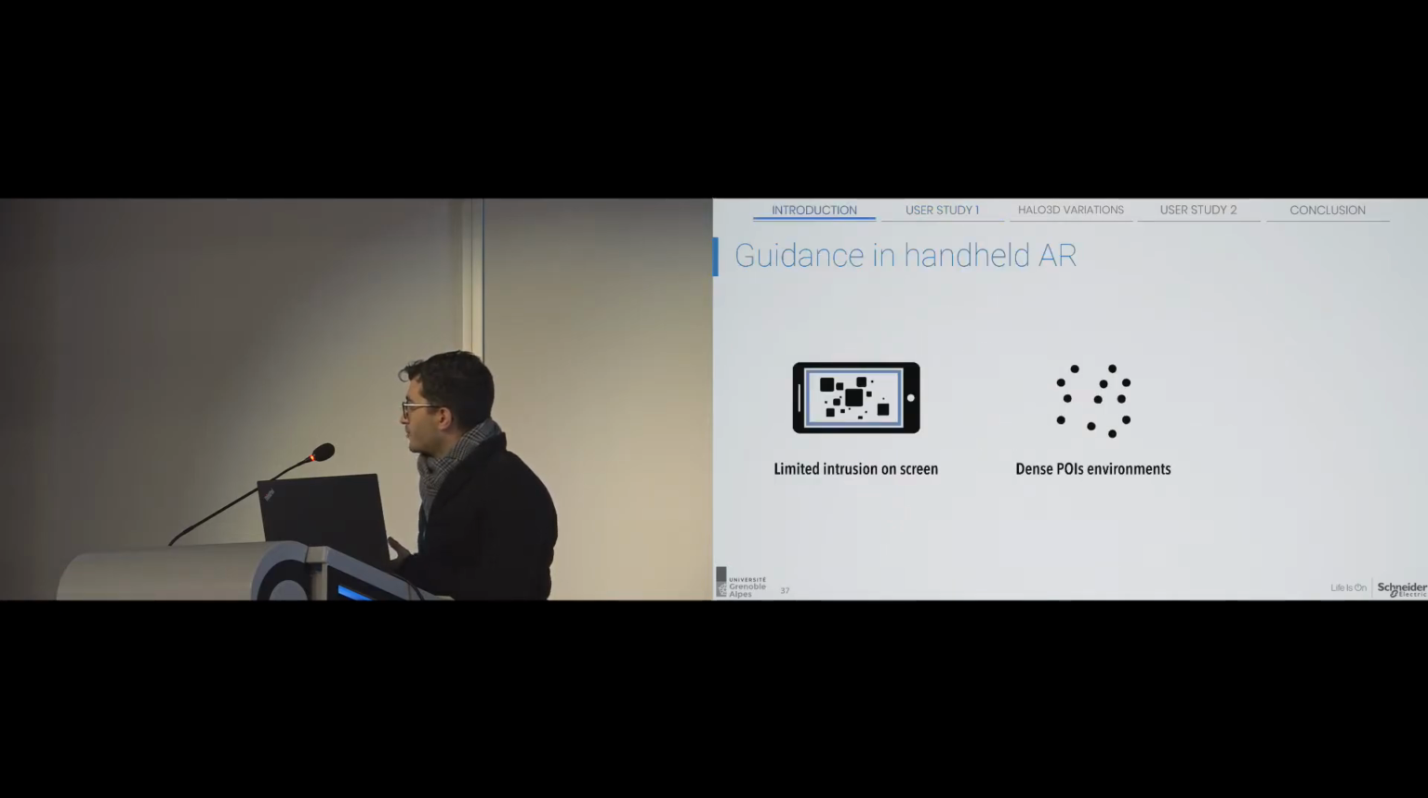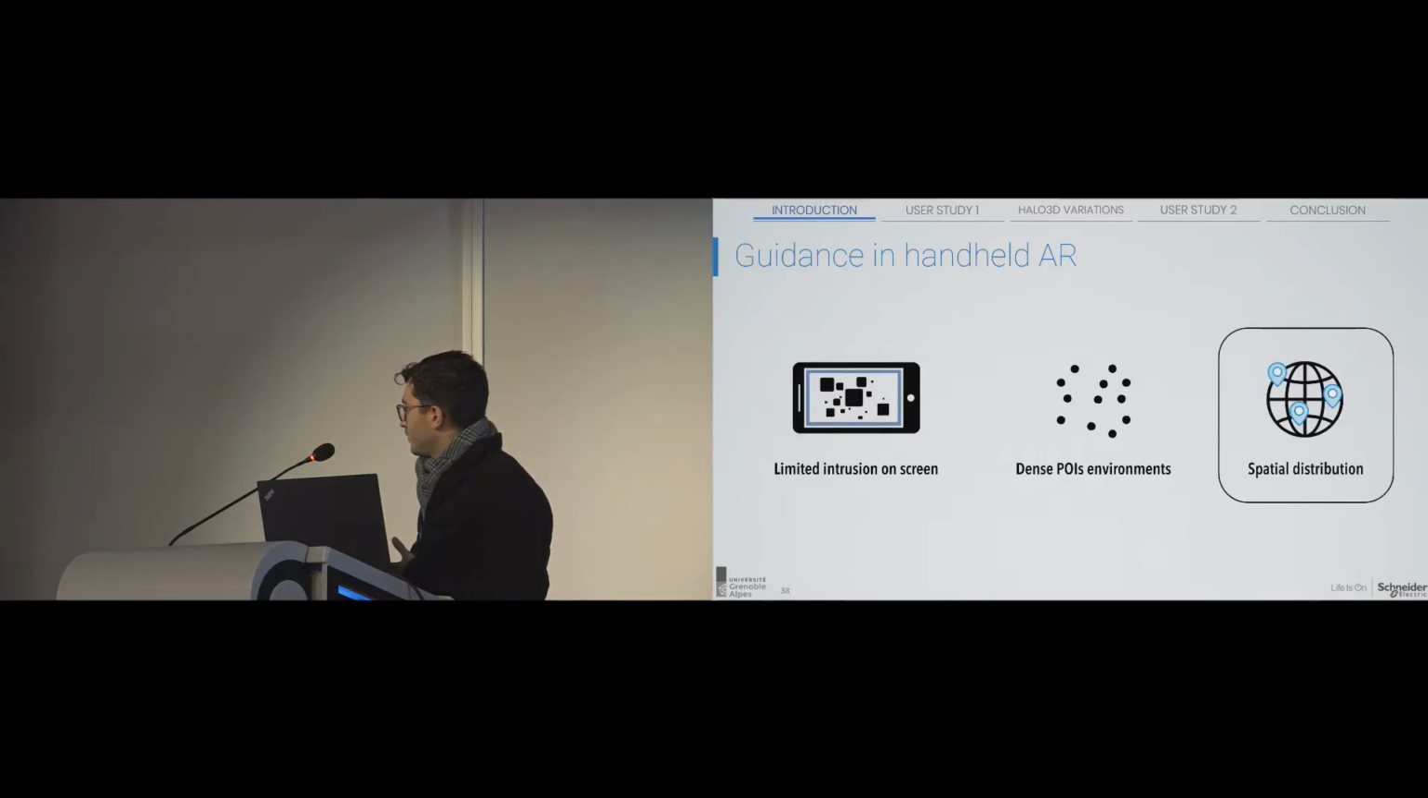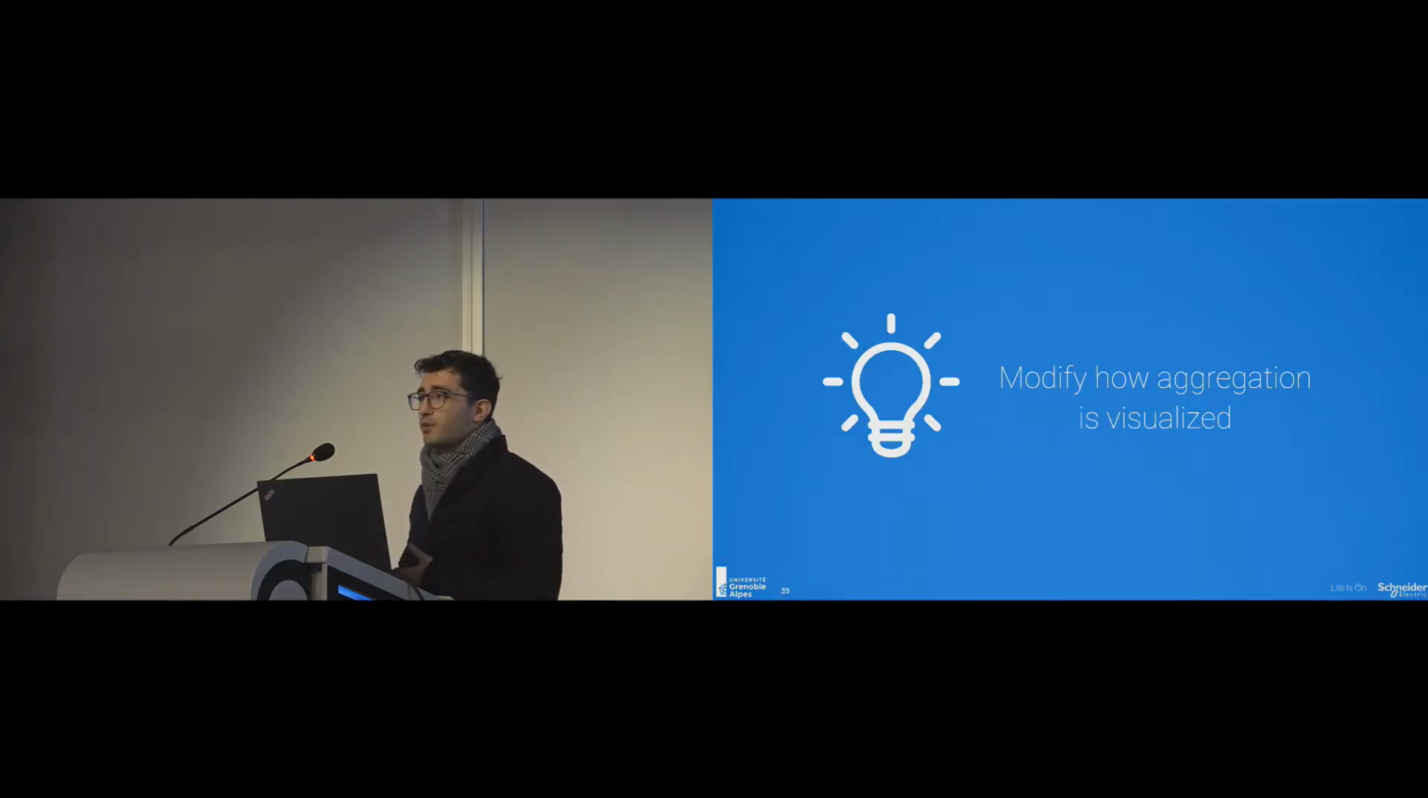So from our first 2 requirements at the beginning of the presentation to make a proper guidance system, we decided to include a 3rd requirement, which is the spatial distribution: the ability to show how the points of interest are spatially distributed inside of a cluster. To satisfy this requirement, we said, why don't we modify the way the aggregation is visualized on screen? And we came up with 2 new techniques.